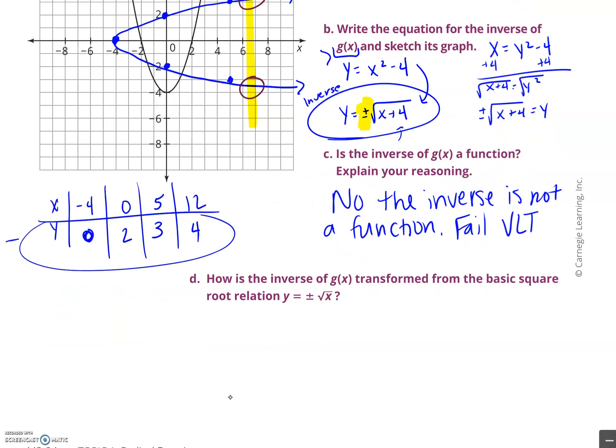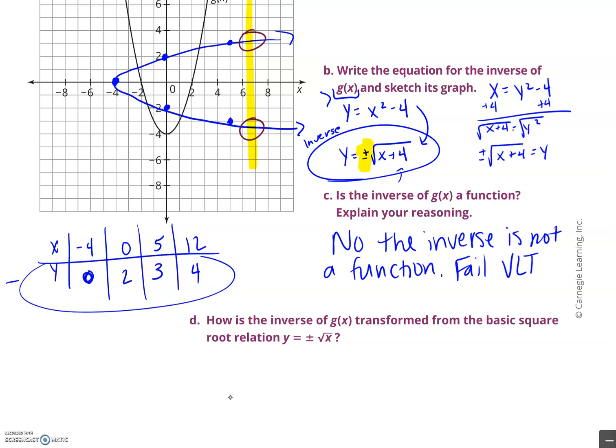All right, and then the transformation. The parent function of the inverse would be here. So it transformed, it went 4 units to the left. I'm not super picky about the transformation stuff, but we'll answer it because we're here.